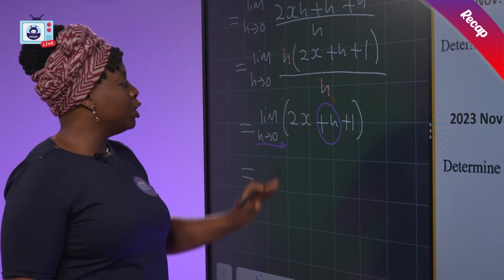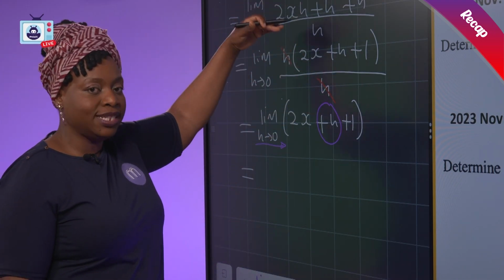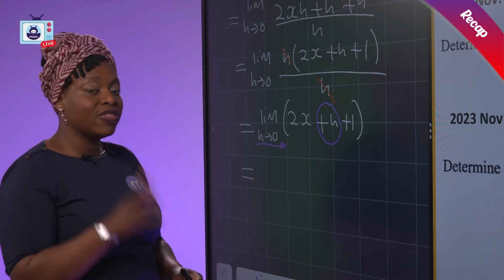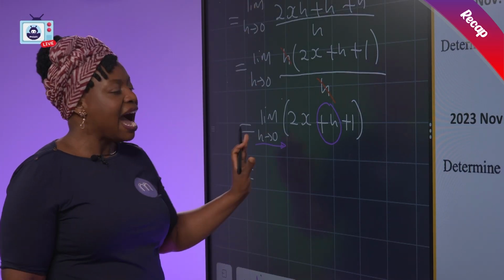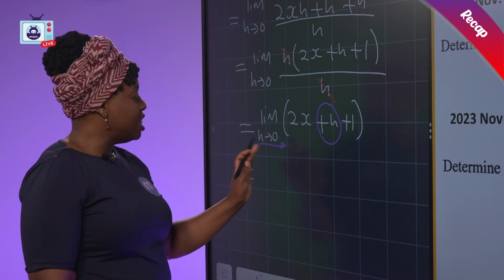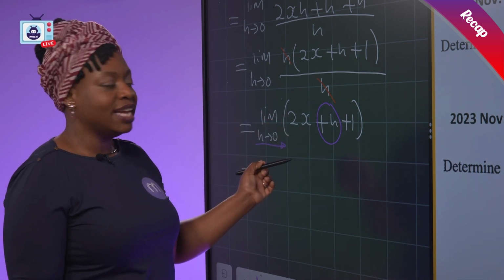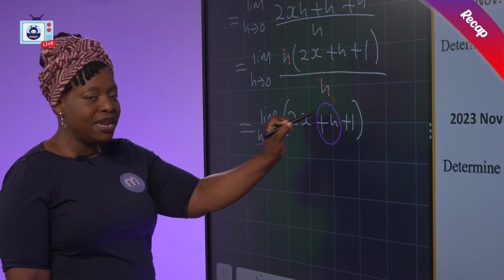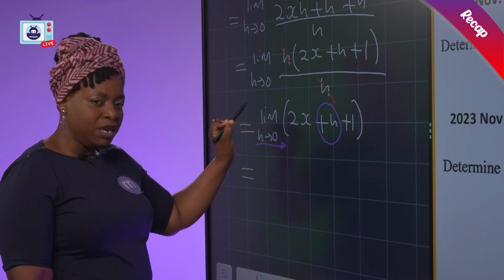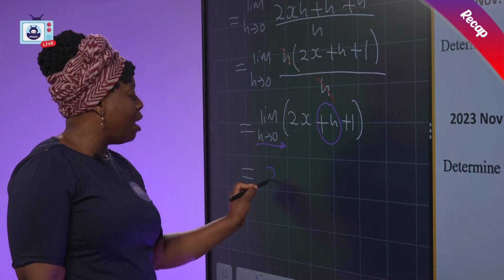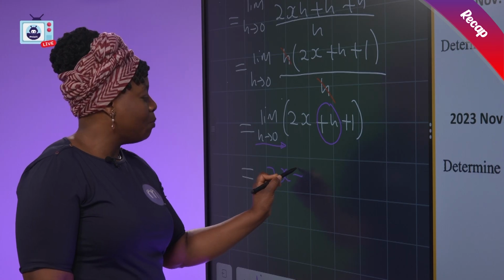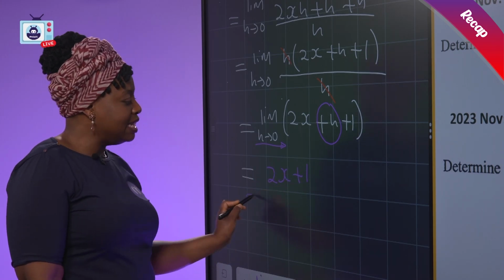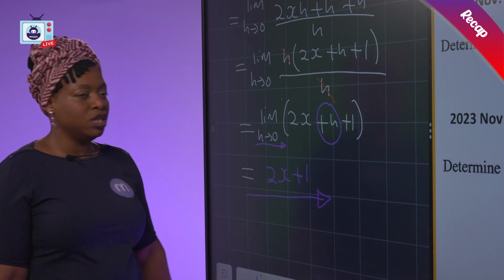So that is why we don't substitute the 0 right as we come, or think of a 0 at any case until we come here. So there we are now substituting that 0. The moment you substitute the 0, or you eliminate the h, the limit goes with it. So therefore our answer will be 2x plus 1. So that is how you get to the solution.